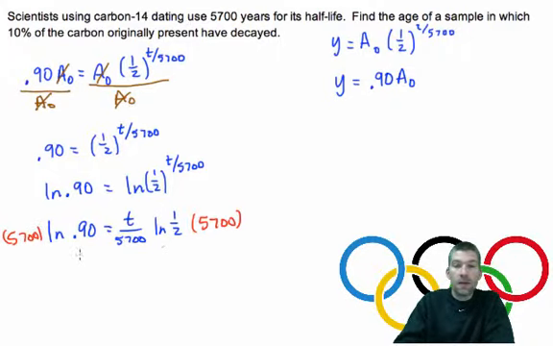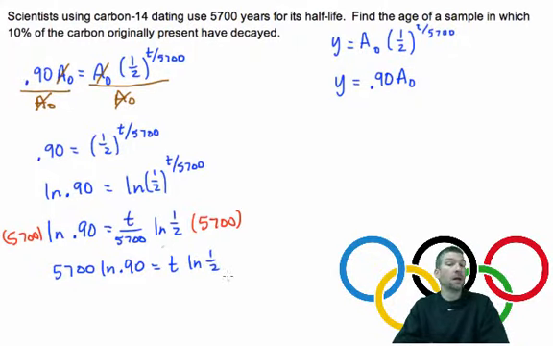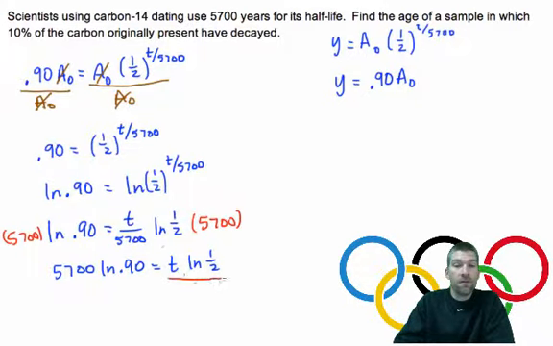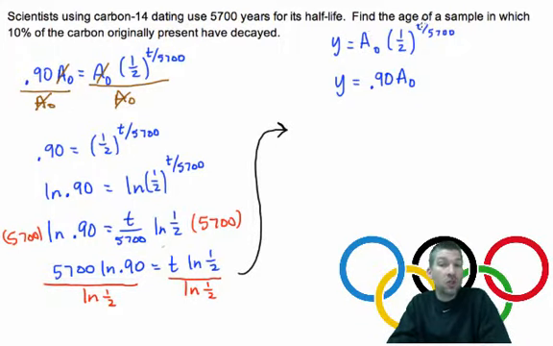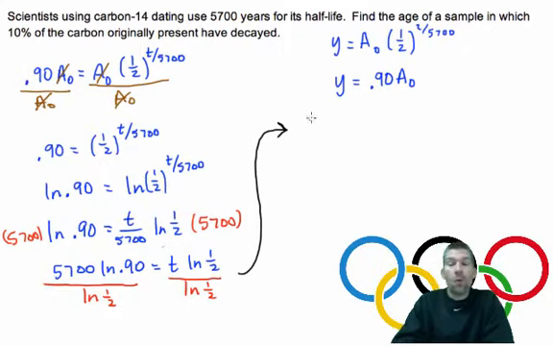And then we would have this. So we would have 5,700 times the natural log of 0.90 equals t times the natural log of 1/2. So I can finish this by dividing both sides by the natural log of 1/2. And when I do that, I get the age of a sample in which only 10% of our carbon has decayed.